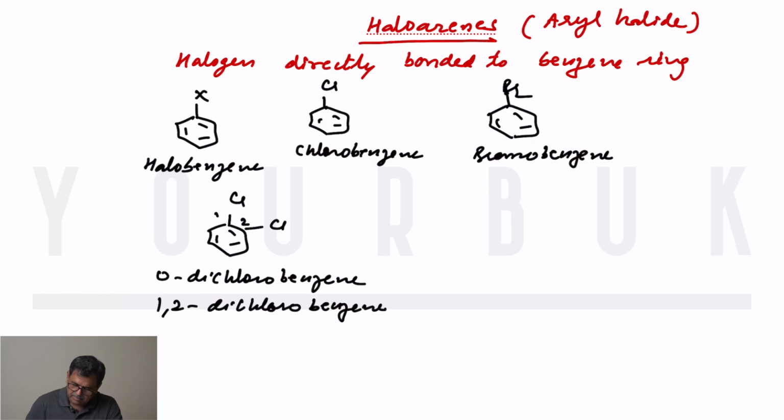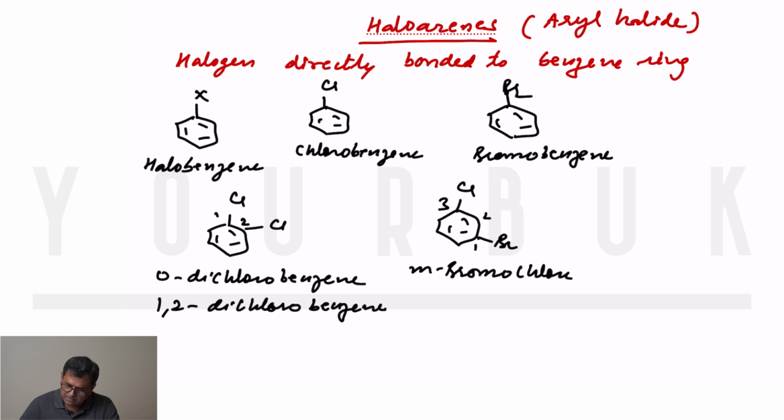Now the second example is where you have two different halogens present, but now they are at the meta position. Meta position is 1 and 3. So this is called meta. Then you arrange the two halogens alphabetically. So its common name is meta-bromochlorobenzene. Now the IUPAC name: you start numbering with the bromine carbon because bromine comes first in alphabetical order. So its IUPAC name is 1-bromo-3-chlorobenzene.